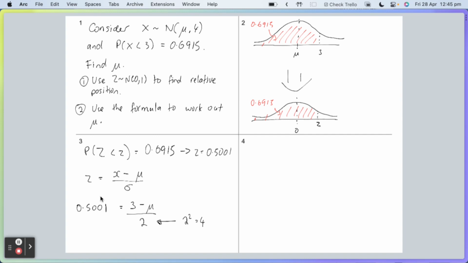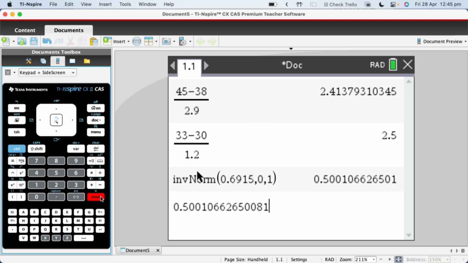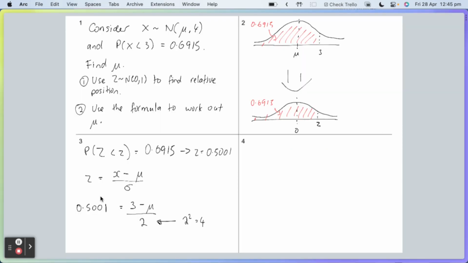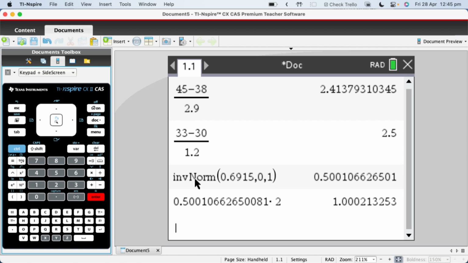Okay, so if I go to my calculator, there's 0.5001, but with more decimal places, I'm going to multiply both sides by 2 to get rid of the denominator. Great. Multiply it by 2. I'm going to get 1.00000213. So I've got 1.0002 is equal to 3 minus mu. And then I can finally conclude that mu must therefore equal. And now I'm getting a bit silly with all my decimal places. So I think I'll just say that mu, for all intents and purposes, must be 2.